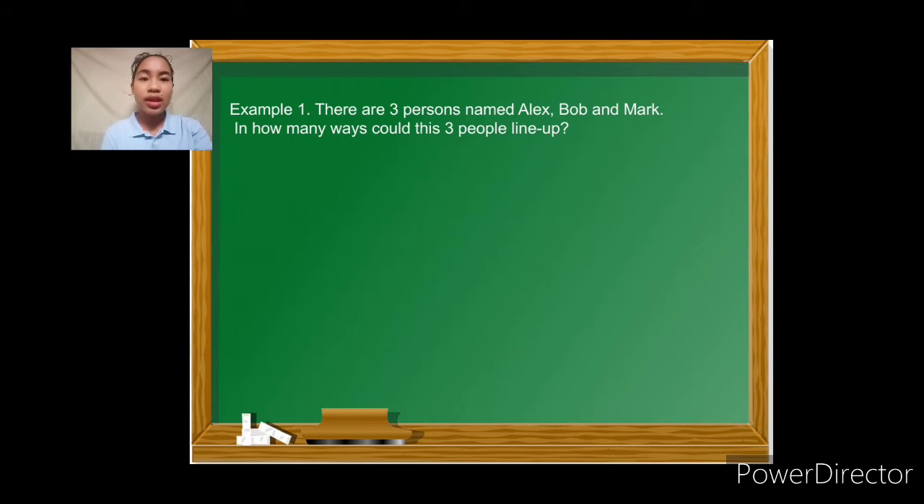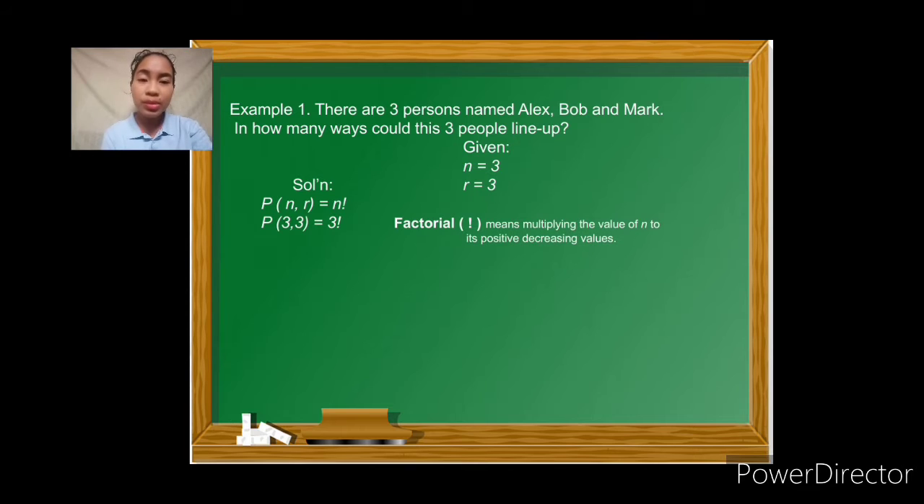So for example, there are 3 persons named Alex, Bob, and Mark. In how many ways could these 3 people line up? So first, let us list all the givens in the problem. So the value for our n is 3, and the value for our r is 3. So we will use the formula permutation of n objects taken n at a time is equal to n factorial. Substitute the values of n and r to our formula. Permutation of 3 objects taken 3 at a time is equal to 3 factorial.